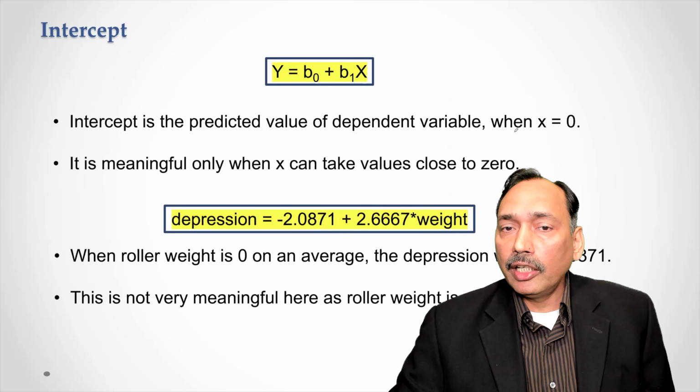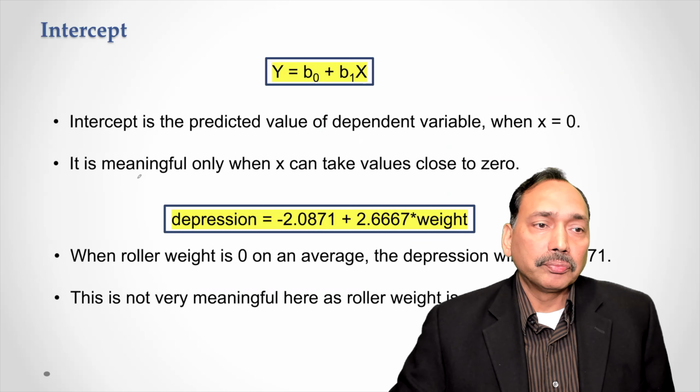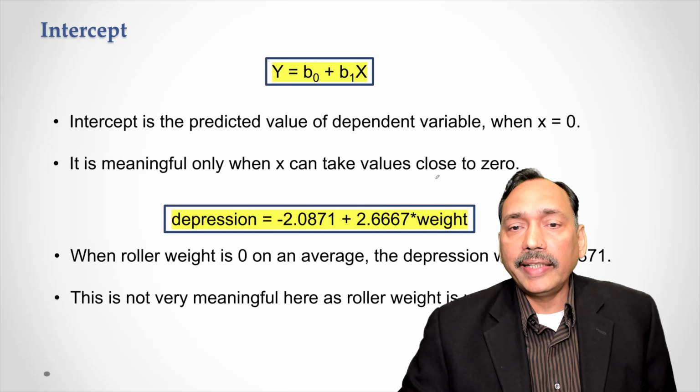Intercept is the predicted value of the dependent variable when x equals 0. It is meaningful only when x can take values close to 0.